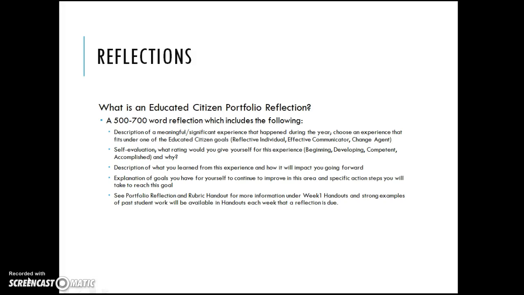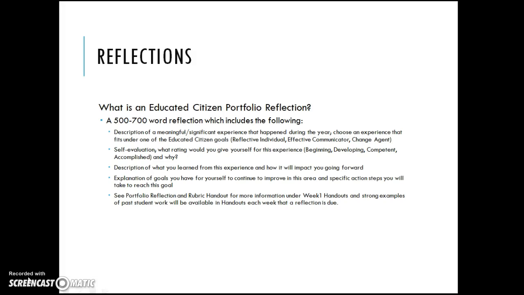And then lastly, we want you to incorporate what goals you have for yourself going forward. So maybe there was an area of being an effective communicator where you felt challenged, and so you want to work on that part of your communication skills. How are you going to do that?